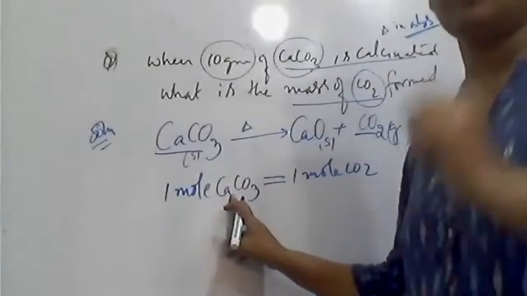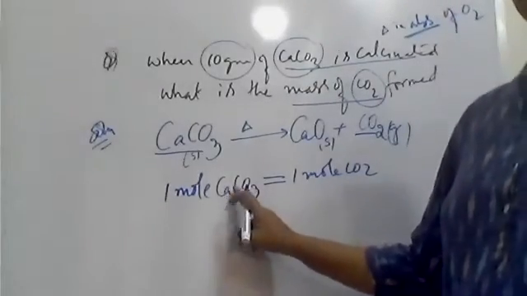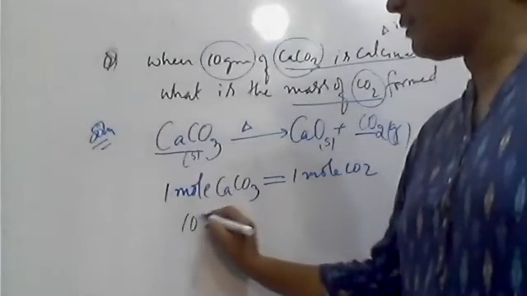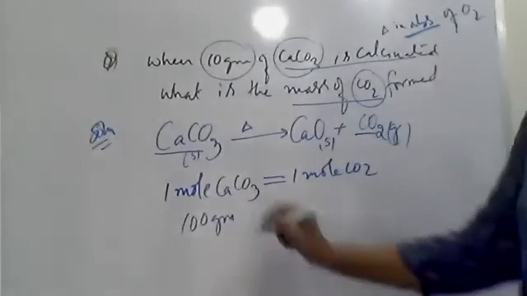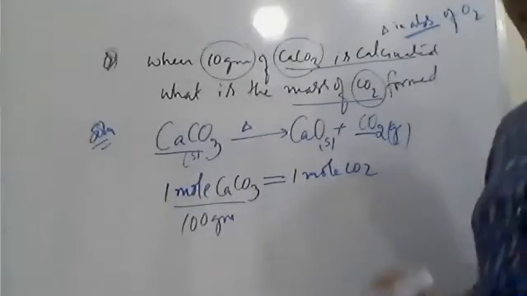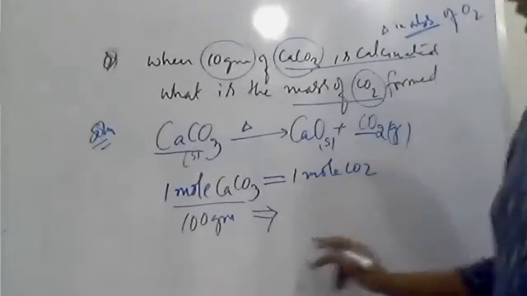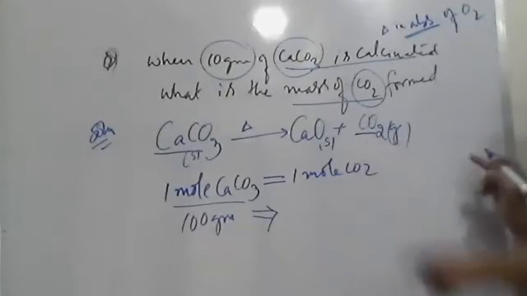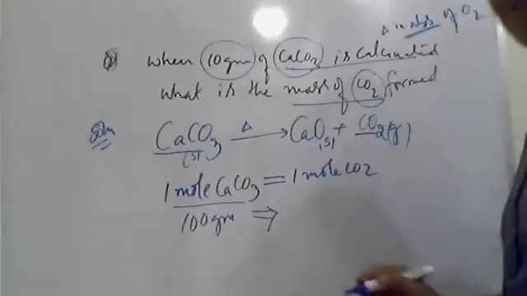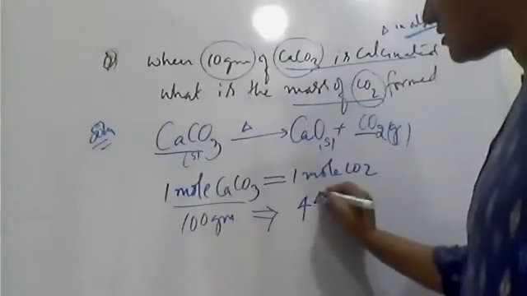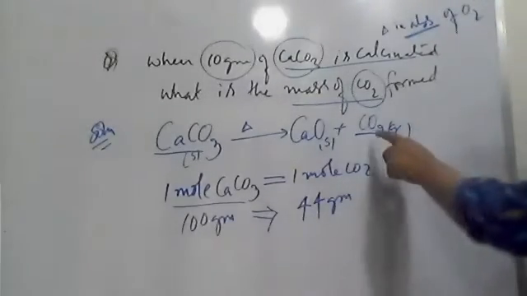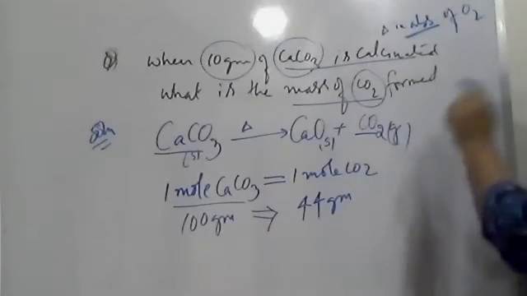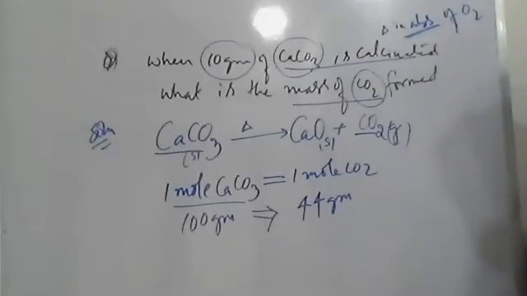What is the mass of 1 mole of calcium carbonate, its gram molecular weight? Calcium 40, carbon 12, oxygen 16, 16 to the 48. The total is 100 grams. When 100 grams of CaCO3 is burnt, how much CO2 is formed? 1 mole of CO2 is formed according to the equation. What is the weight of CO2? 44 grams. Carbon 12, oxygen 16, 2 oxygens are 32, 32 plus 12 is 44 grams.